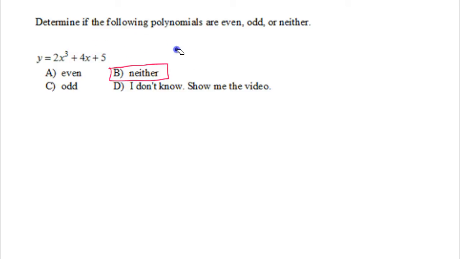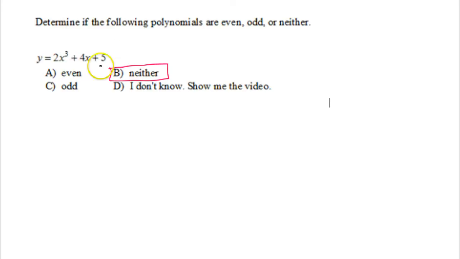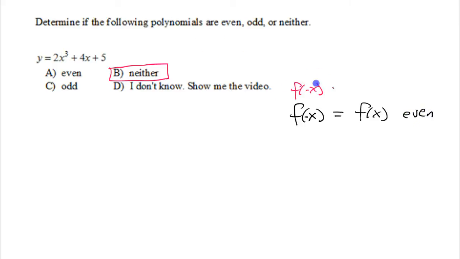Alright, so we already know the answer. But let me also show you, sometimes you have to prove algebraically whether or not this is even, odd, or neither. And the way you do that is by substituting in negative x. If you put in negative x and you get your original function back, then that's when it is even. If you put in your negative x and you get the opposite function back, that's when it is odd. And of course, if neither thing happens, then it's neither. So we can look at that.